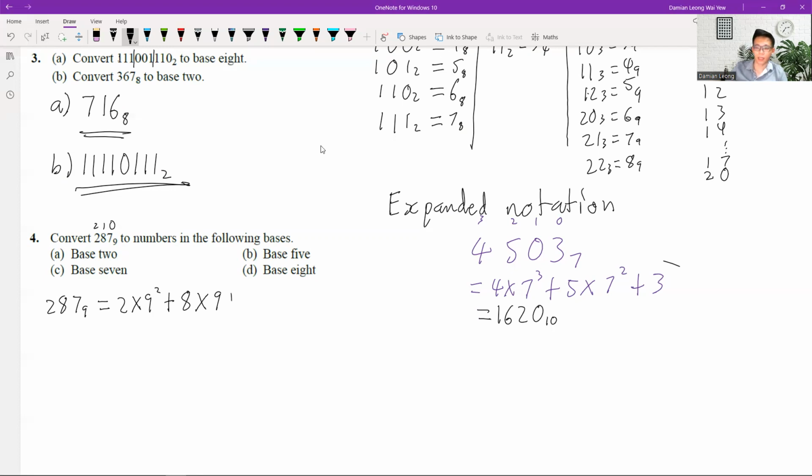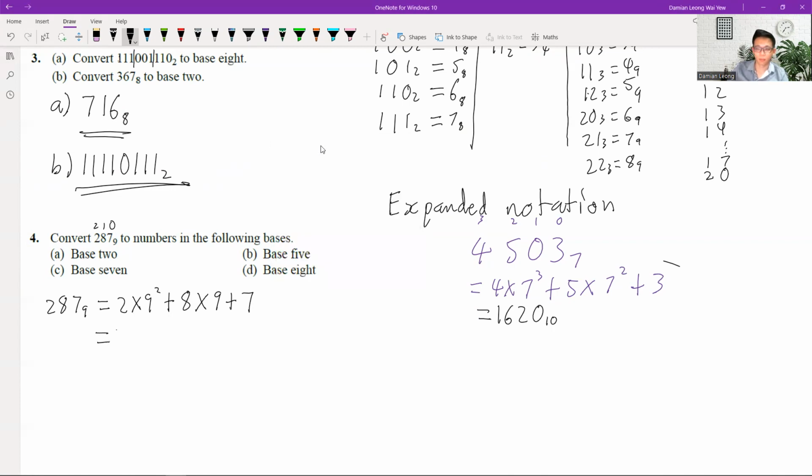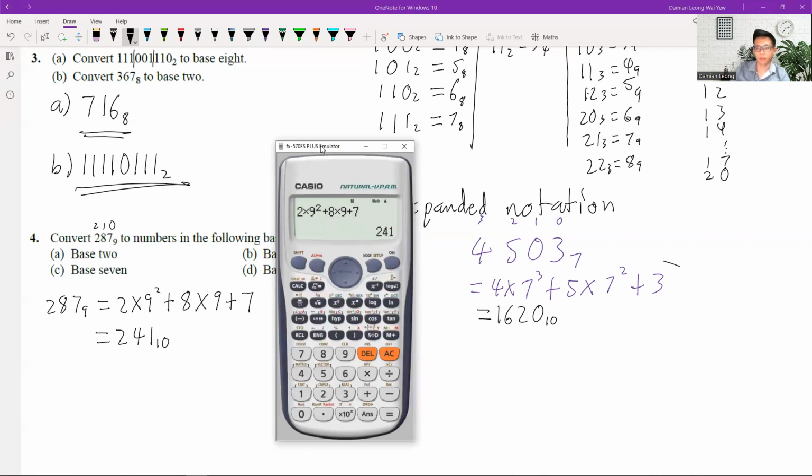Plus 7 times 9 to the power 0, basically it's just 7. So let's count this. 2 times 9 square plus 8 times 9 plus 7 is 241. Yeah, so it's 241 in base 10. Okay.